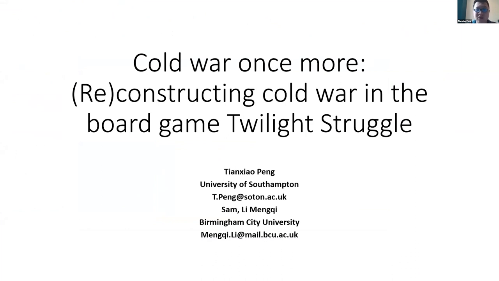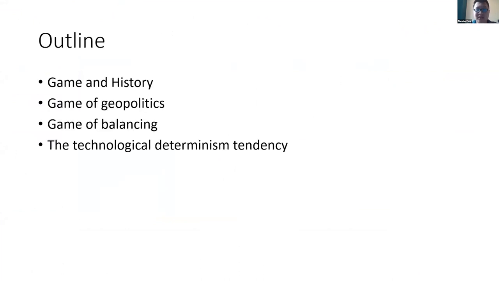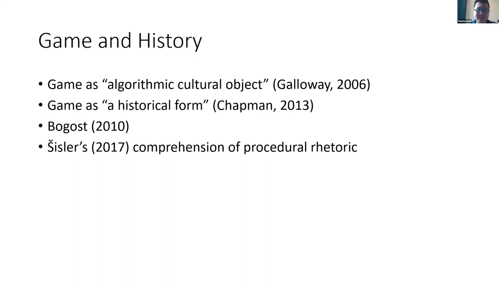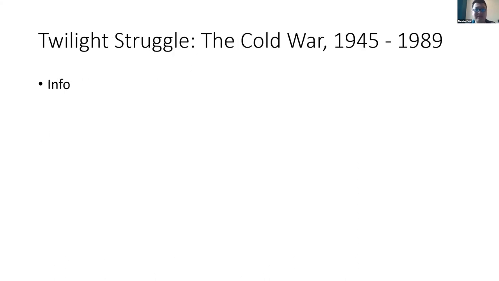The title of it is Cold War Once More, Reconstructing Cold War in the Board Game Twilight Struggle. So first, a very quick outline. I would like to talk about the game of history, game of geopolitics, game of balancing, and the technological determinism tendency. First, this is some part of a review. Okay, time is quick. Let's begin from this part, Twilight Struggle, the Cold War 1945 to 1989. Let me introduce the game, Twilight Struggle.